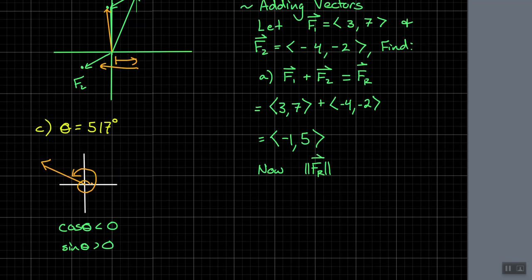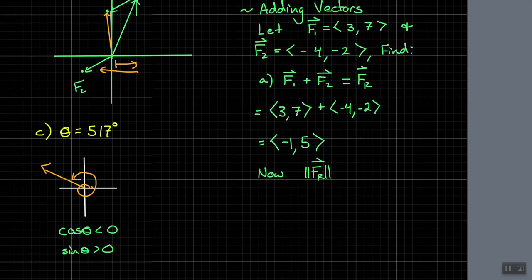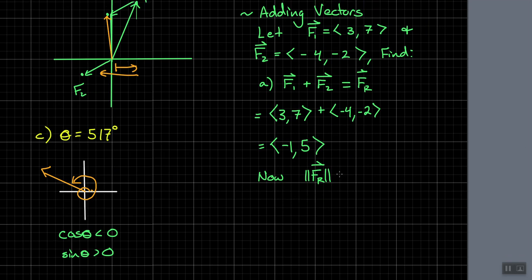Okay, looking at the magnitude. Super easy, super hard. What do you think? We'll see. Cool. The magnitude is equal to the square root of, what's the x value of this vector? -1. That's the x, and we're going to square it. Plus, what's the y value of this vector? 5, and we're going to square it. As an exact answer, we get root 26.